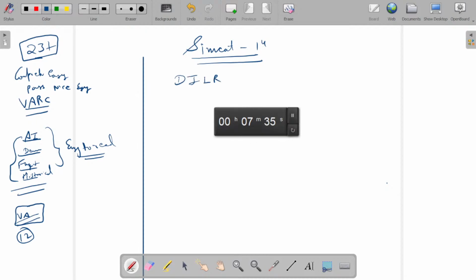Now we will move to the DILR. In the DILR there were 2 six-question sets and 2 four-question sets. The four-question sets were very easy to do. One was about candy and the difference. There were 7 people, and then there was an arrangement of 4 girls and 6 boys.